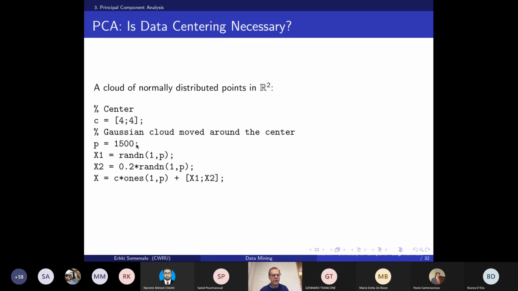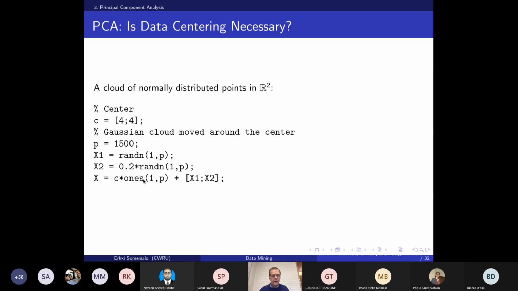I have 1,500 points. And the spread in the first direction is 1, and the spread in the second direction, or let's say the standard deviation, if you want to use the statistical term, is 0.2. So my data is spread in 1 dimension more than in the second direction. And then I'm moving my data out from around the origin to be around the point 0.44.